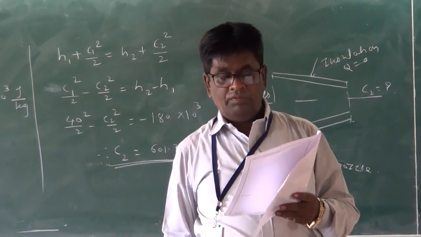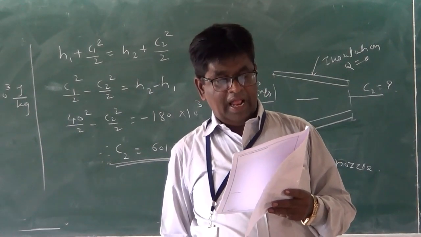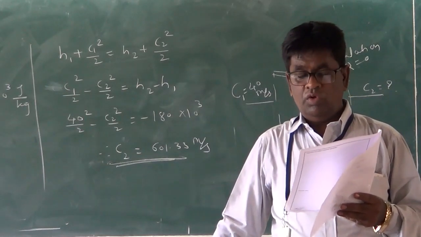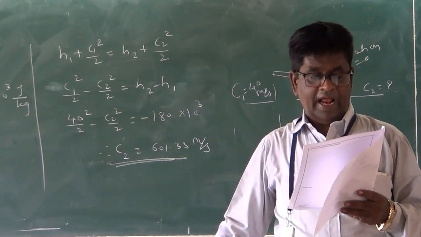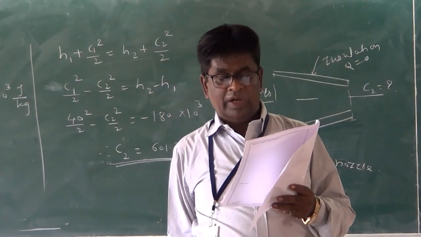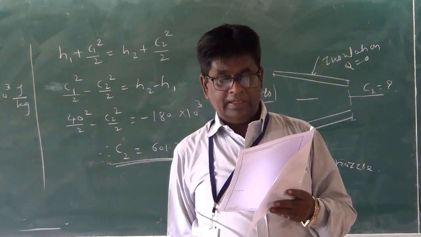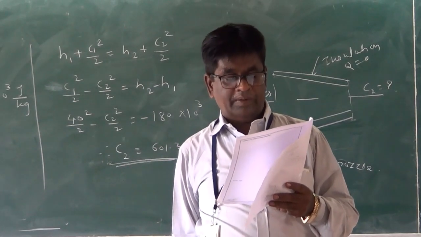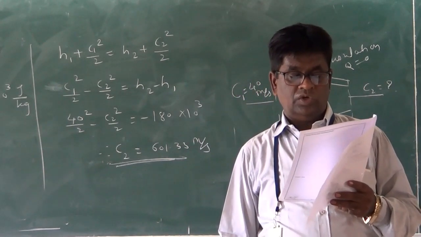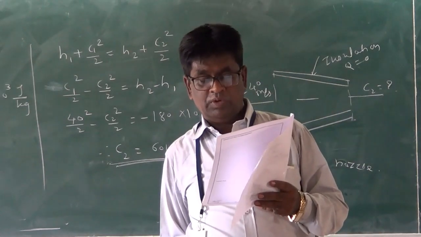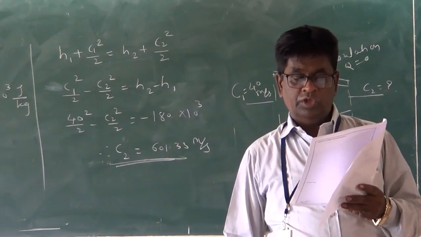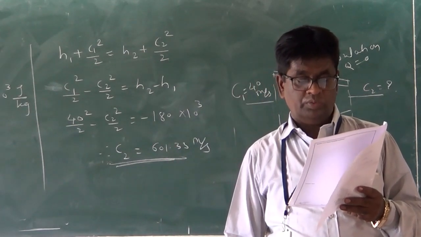a temperature of 450 degrees centigrade and a velocity of 250 meters per second. Full stop. Determine the external work output of the turbine in kilojoules per kg of the gas flow. The process may be assumed to be adiabatic.